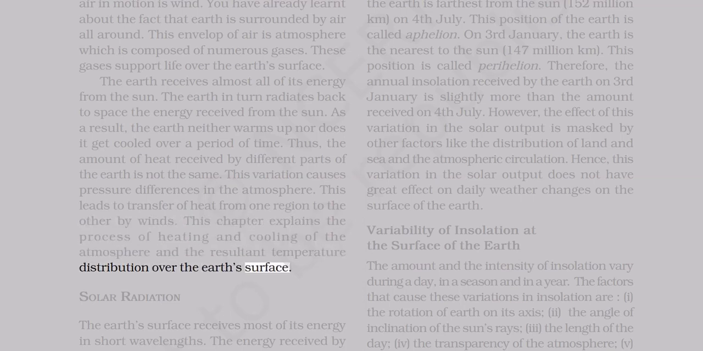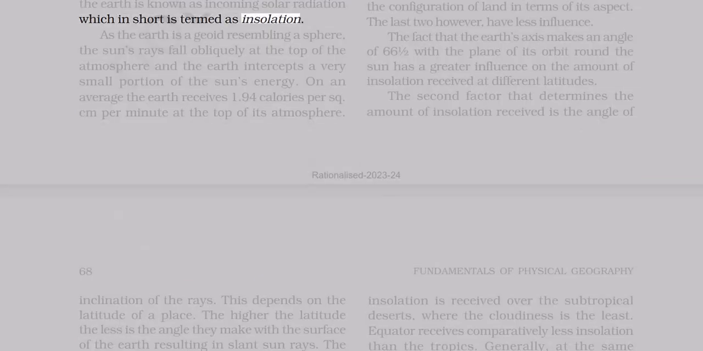Solar radiation. The Earth's surface receives most of its energy in short wavelengths. The energy received by the Earth is known as incoming solar radiation, which in short is termed as insolation. As the Earth is a geoid resembling a sphere, the sun's rays fall obliquely at the top of the atmosphere, and the Earth intercepts a very small portion of the sun's energy. On an average, the Earth receives 1.94 calories per square cm per minute at the top of its atmosphere.